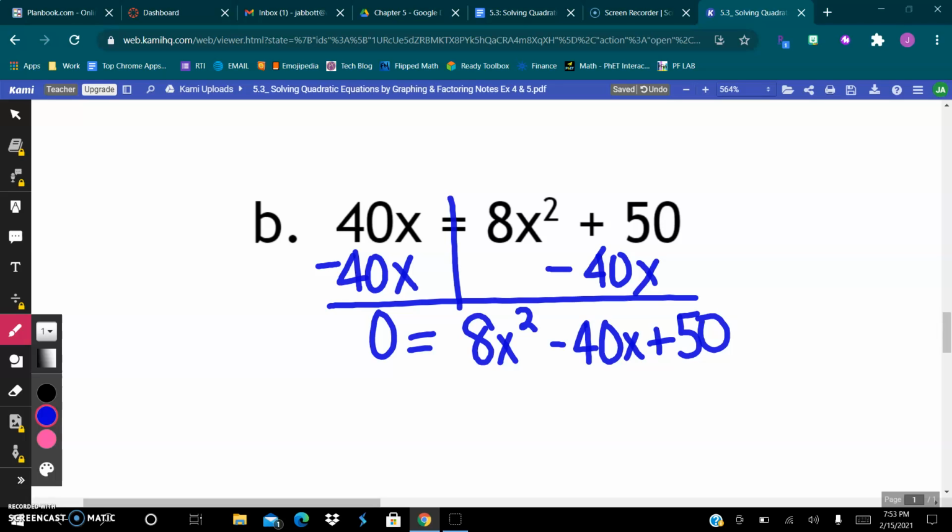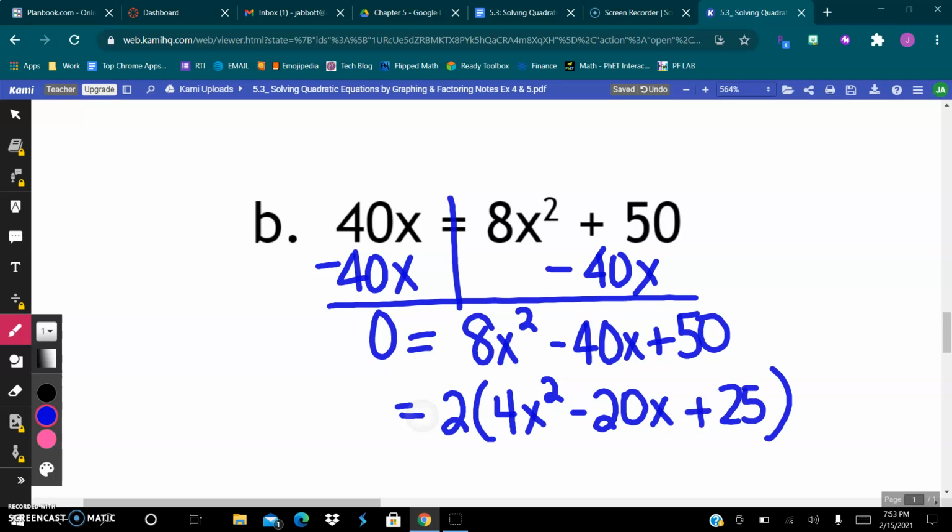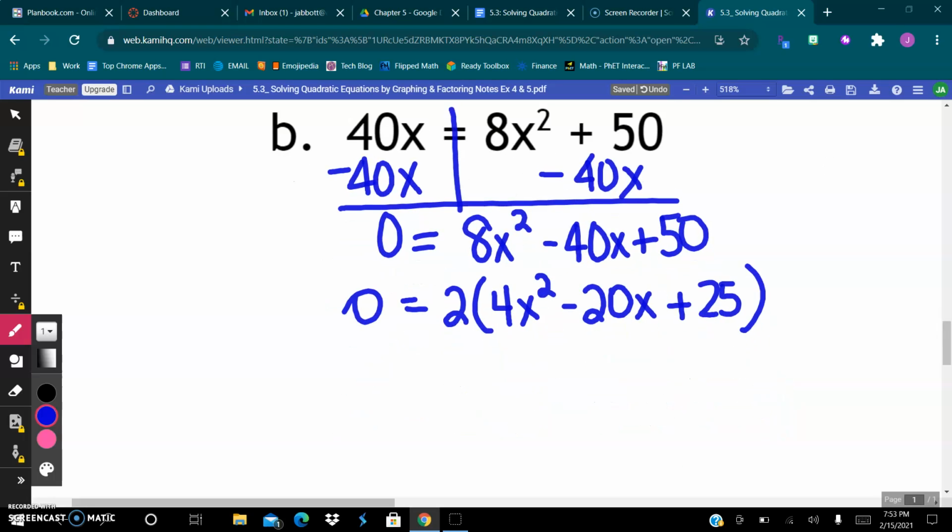So I notice that all three numbers are even, so I'm going to divide them all by a 2. So I write that 2 out front. Now I'm just going to be focused on what's inside the parentheses there. I notice it has 3 terms. I also notice that I can take the square root of 4x squared. Square root of 4 is 2. Square root of x squared is x. And then the last term, square root of 25 would be 5.